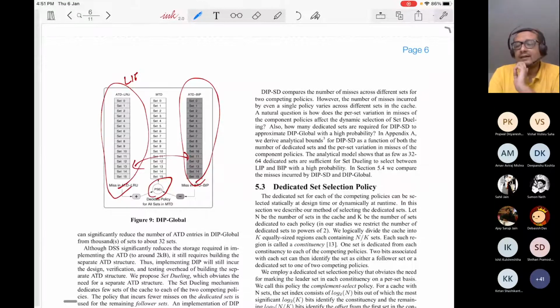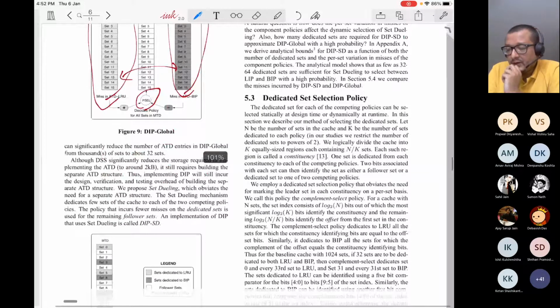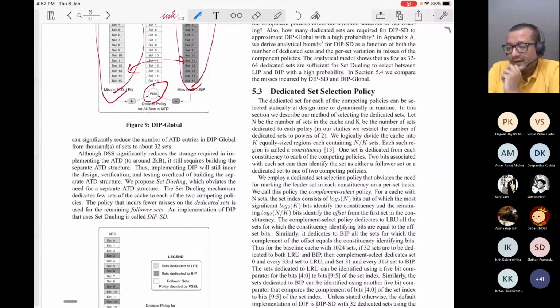You are selecting the best policy out of these two policies by running them on a few dedicated sets and not on all the sets, because otherwise it will be too costly and impractical, right? So that's why there is a section on dedicated set selection policy. You have to dedicate a few sets only for LRU, and a few sets only for BIP, because if you use all the sets for BIP, then the idea will be suboptimal. And if you use all the sets for LRU, again, it will be suboptimal, right? That's why we need adaptiveness.